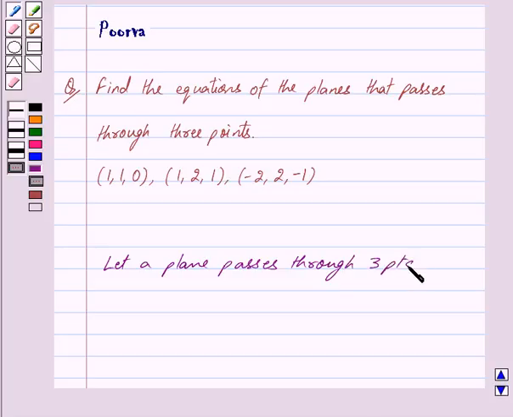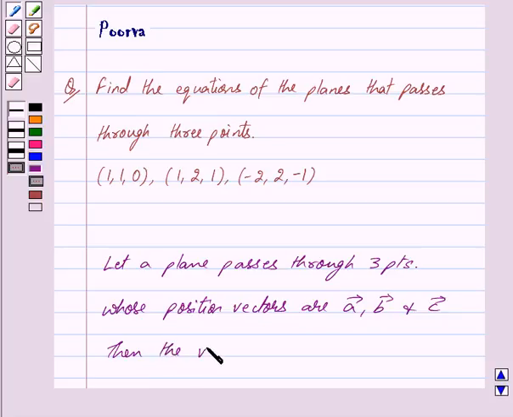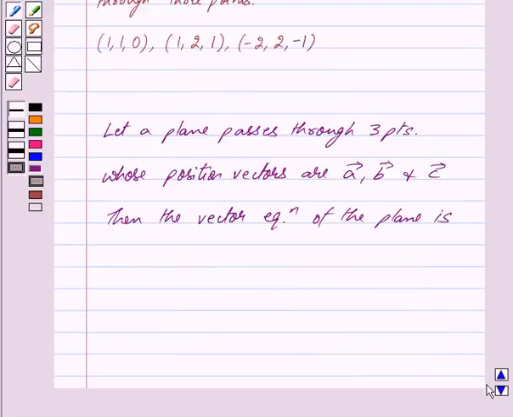Now let a plane pass through three points whose position vectors are vector a, vector b and vector c. Then the vector equation of the plane is given by (vector r minus vector a) dot product with the cross product of (vector b minus vector a) and (vector c minus vector a) is equal to 0.